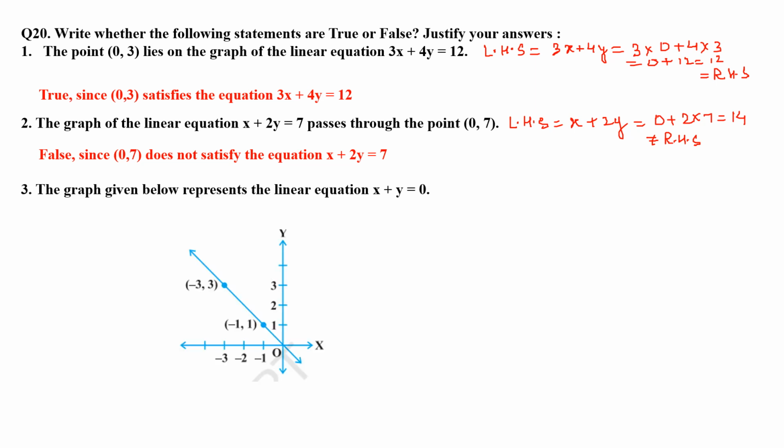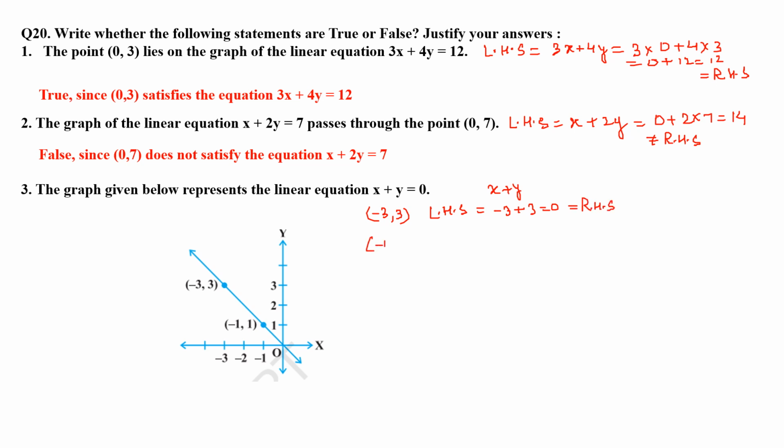Now the third question: the graph given below represents the linear equation x + y = 0. You can see on the graph there are 2 points given. If this is the graph for this equation, it means these points will satisfy this equation, isn't it? So let's put the values of x and y one by one in the given equation. First is (-3, 3). If I put x as -3 and y as 3 in the equation x + y = 0, in the left hand side, I am getting 0, which is equal to RHS.